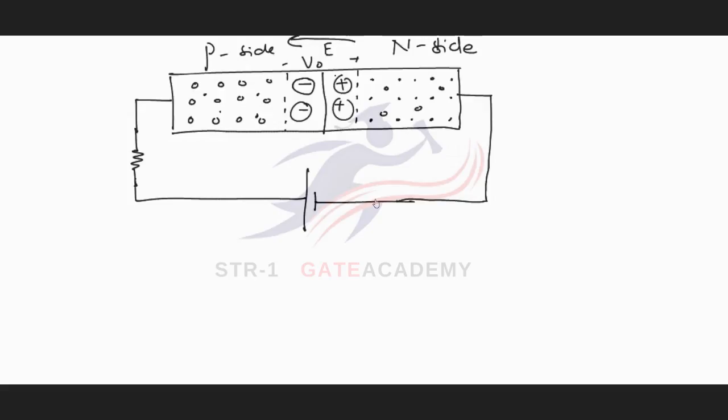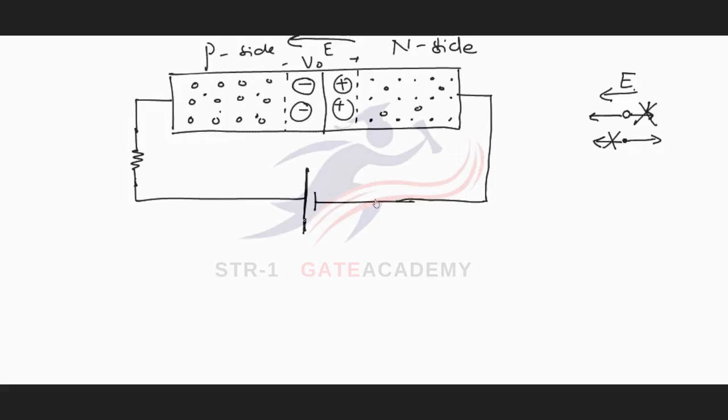Now, if this junction is forward biased, the electric field which was already there across the junction can allow only the flow of holes in the direction of the electric field. If a hole tries to move in the opposite direction, this field will restrict it. This electric field can allow electrons to move in this direction, and if an electron tries to move in the other direction, it will be restricted by the electric field.